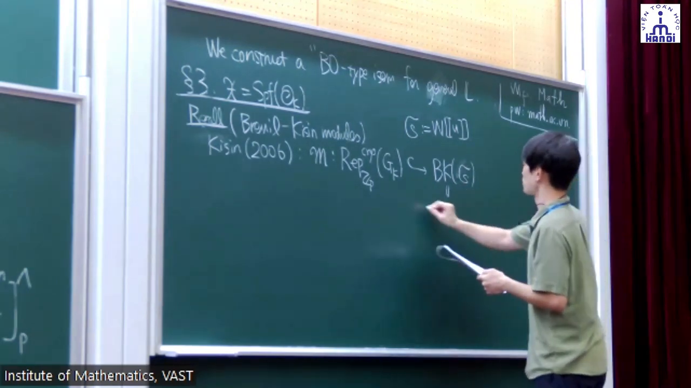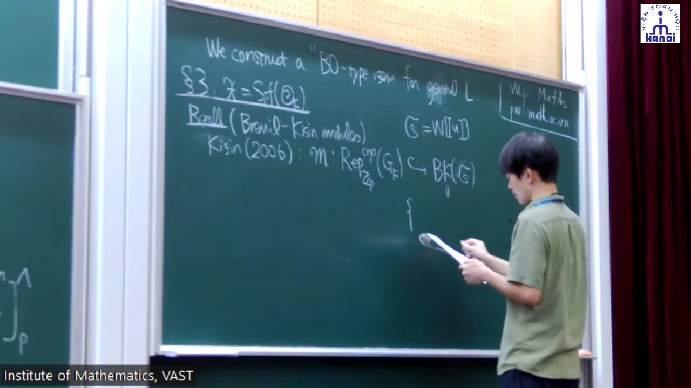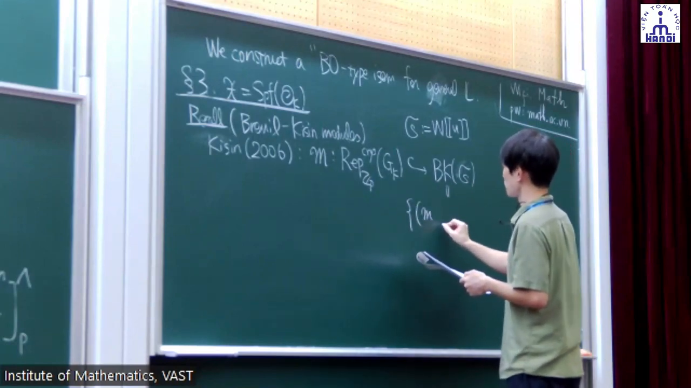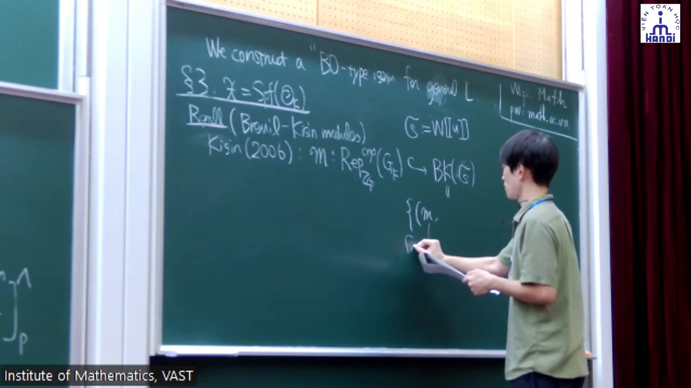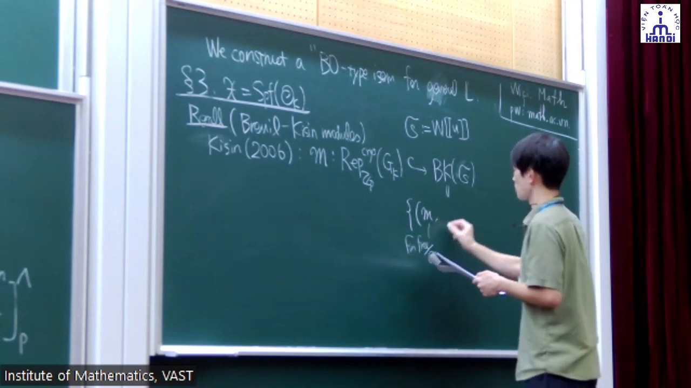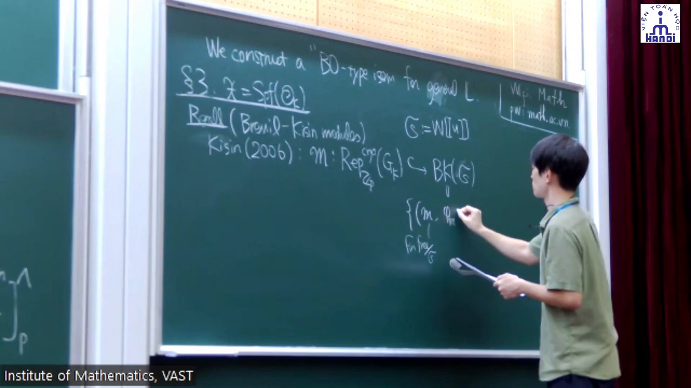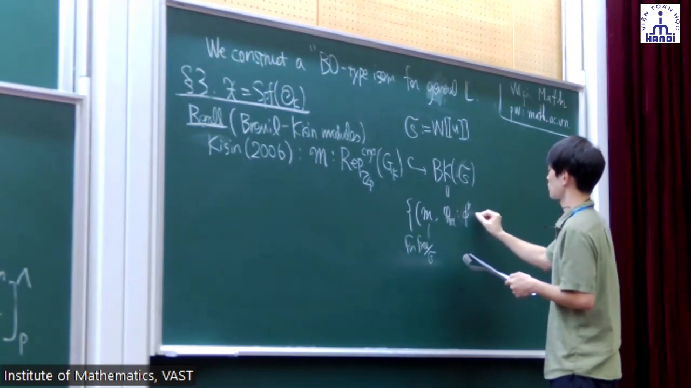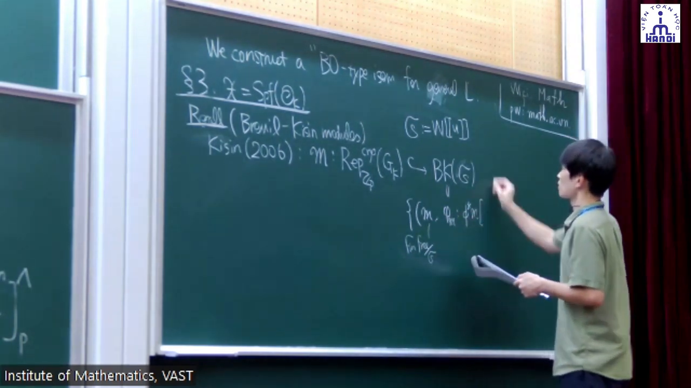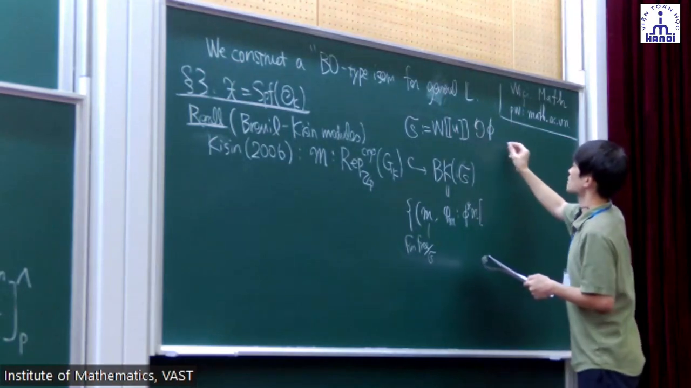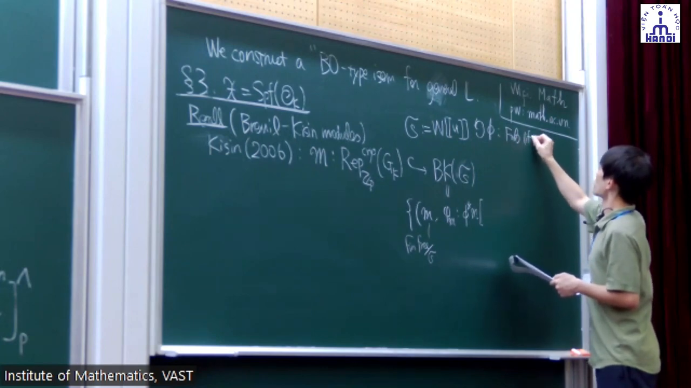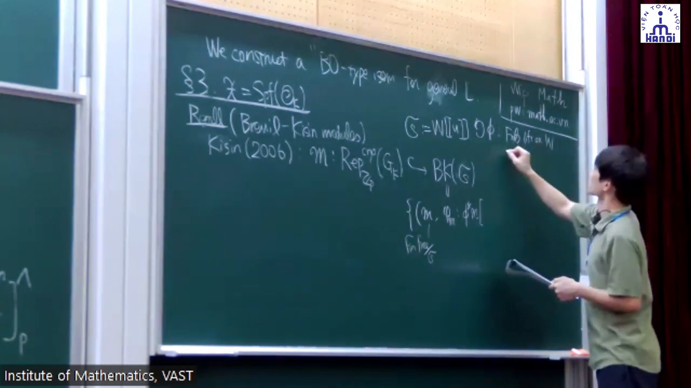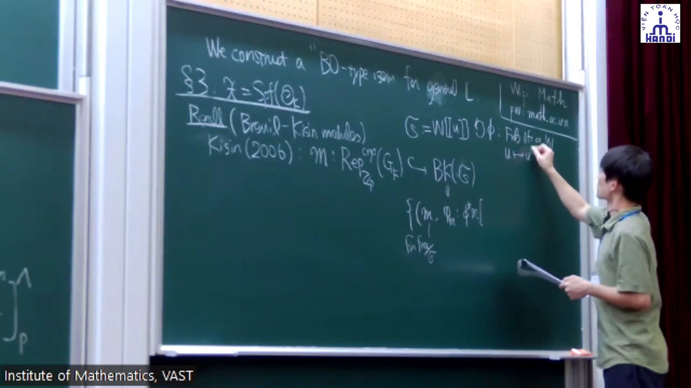So this Dcrys module is a finite free S-module M together with a Frobenius structure. Frobenius on S is the natural Frobenius lift on W and sending u to u^p.